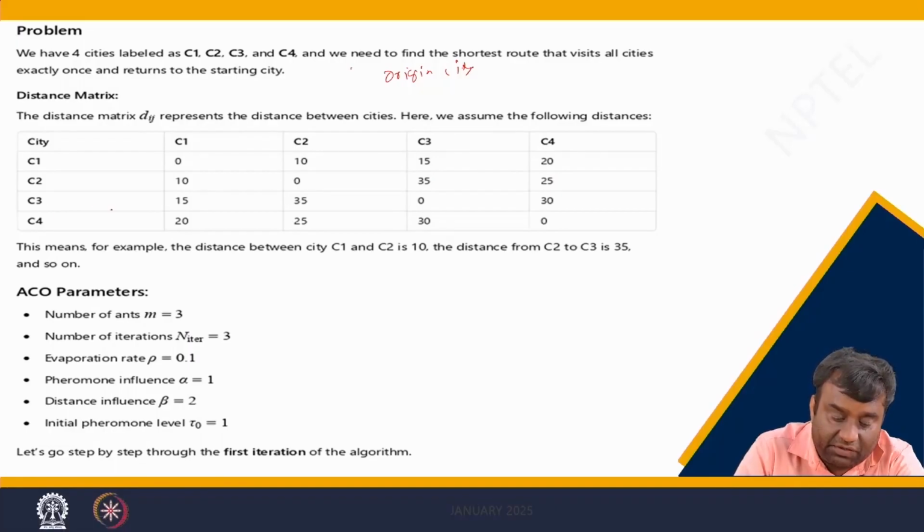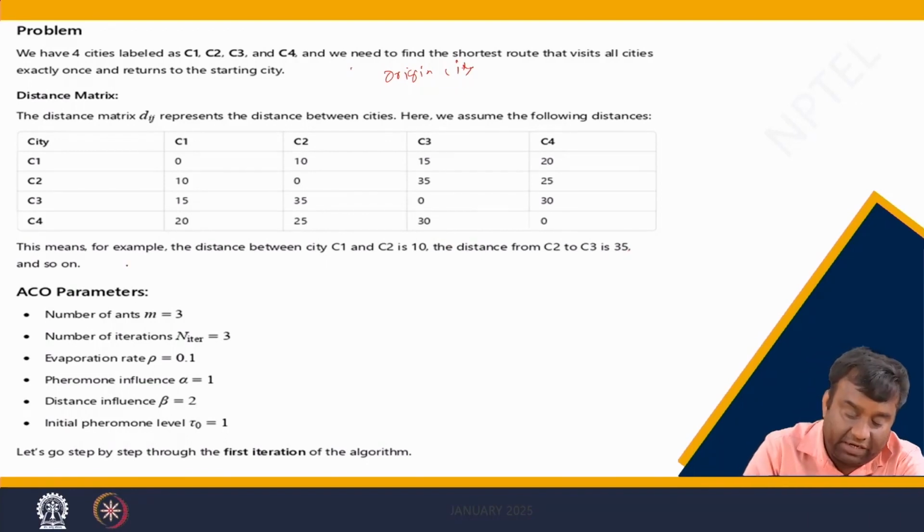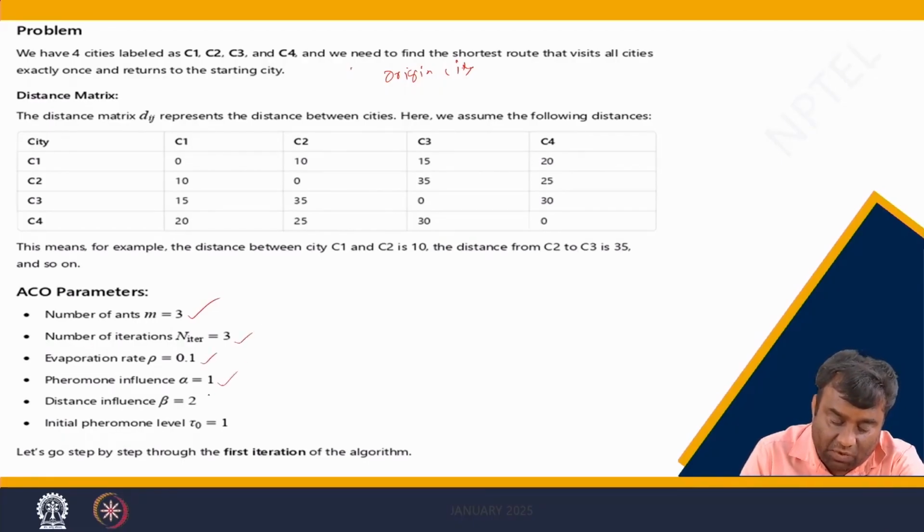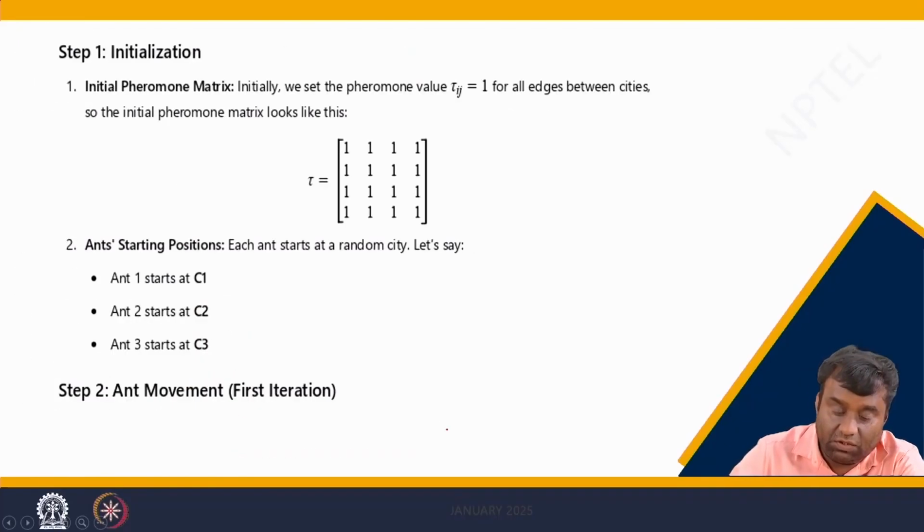And this is a symmetric matrix, so same thing: 15, 35, 0, 30, 20, 25, 30, 0. So this means, for example, the distance between C1 and C2 is 10, and the distance from C2 to C3 is 35, and so on. So the ACO parameters: here we consider three ants, number of iterations 3, alpha is 1, beta is 2, initial pheromone is 1. So that is the initial pheromone.